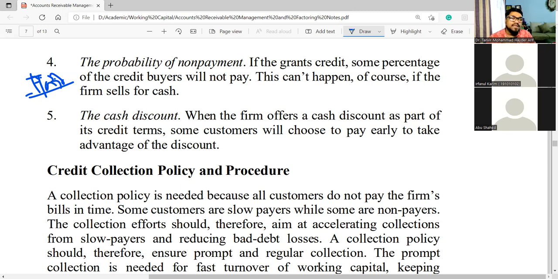In that case you have to consider the risk and how can you minimize the risk? You must have that policy as well.